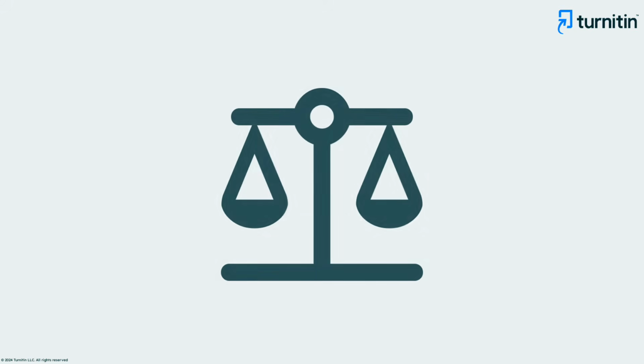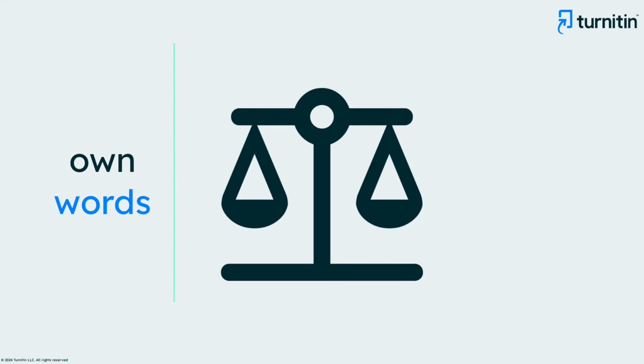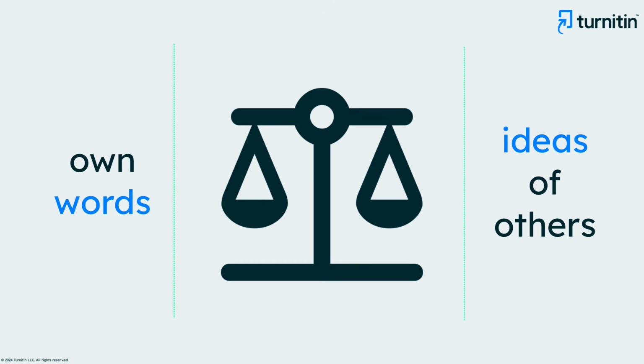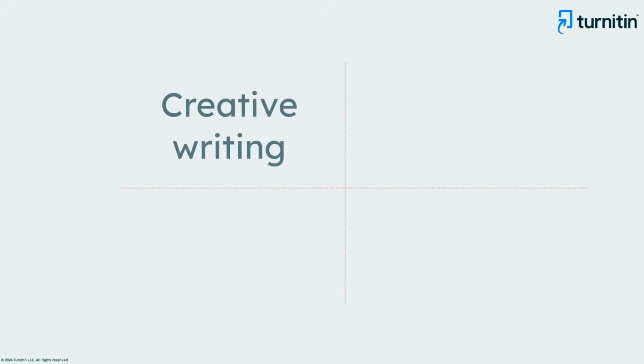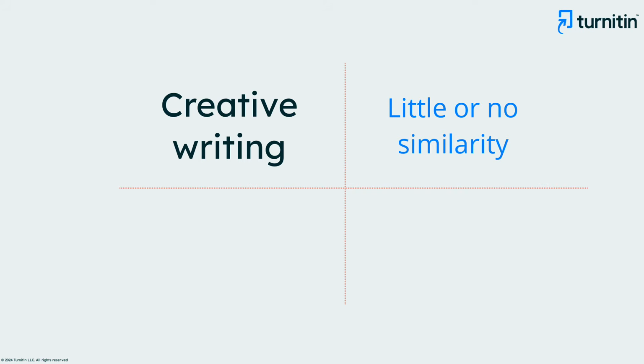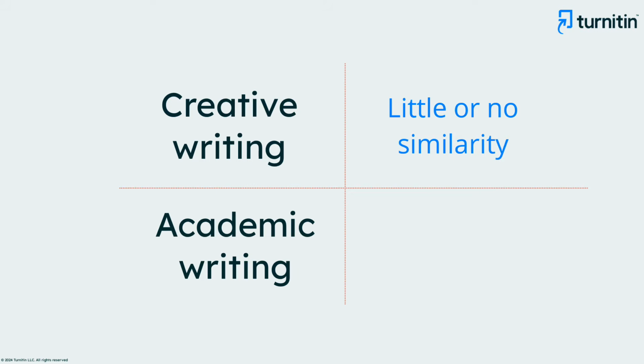She notes that she needs to ensure that there is an appropriate balance between her own words and the ideas of others in her assignment. This will depend on the type of assignment. For example, a creative writing assignment would be expected to have little or no text similarity, whereas an academic essay with references and citations should have more.